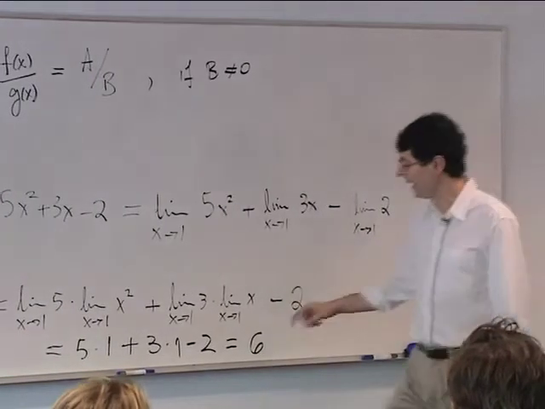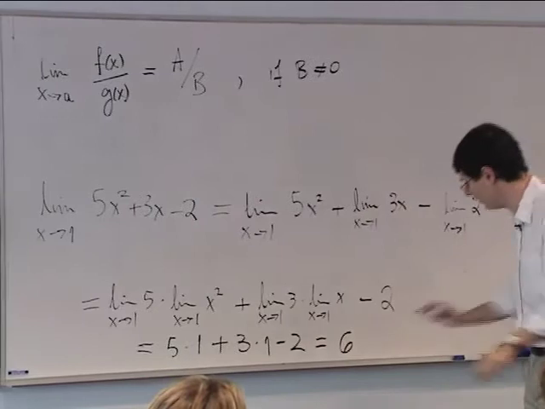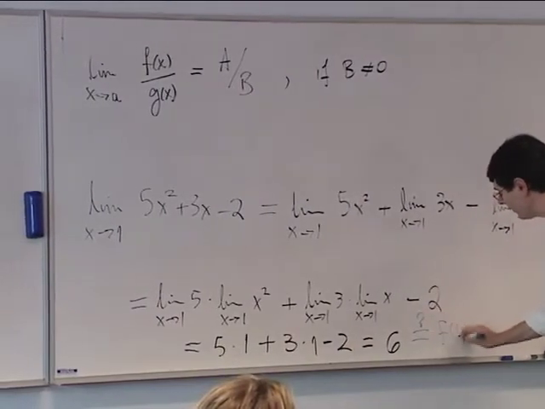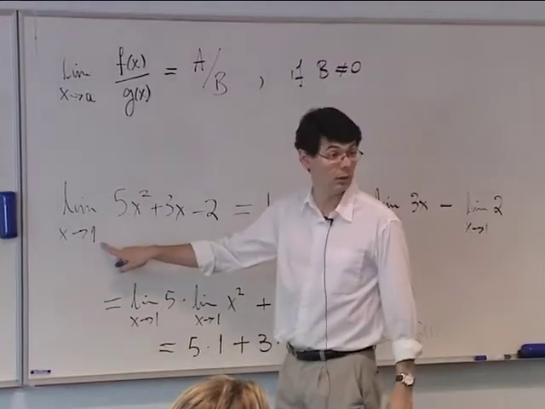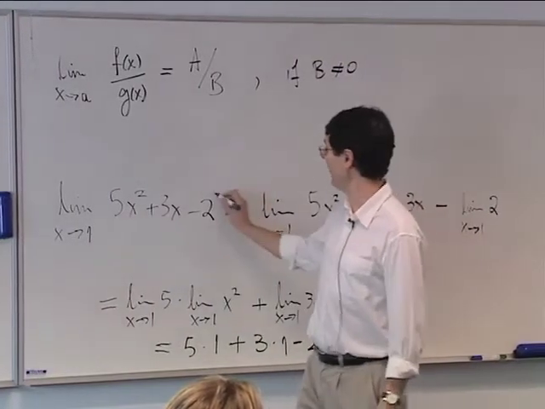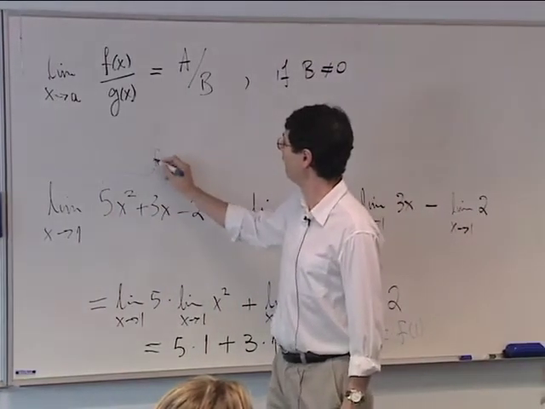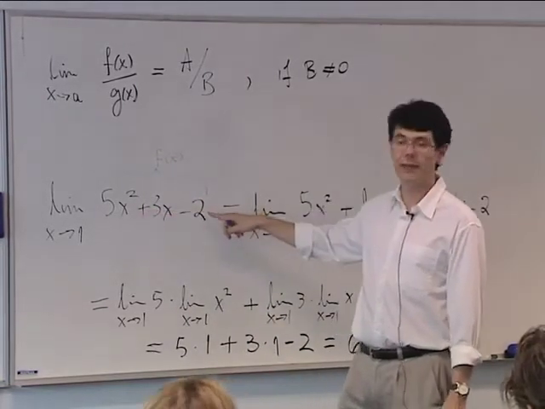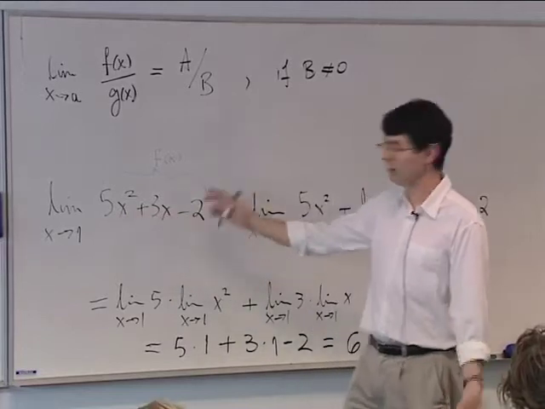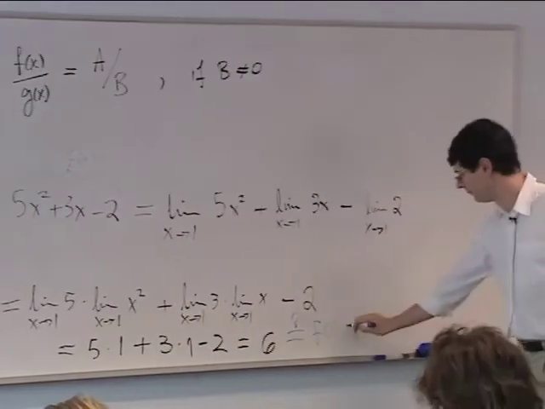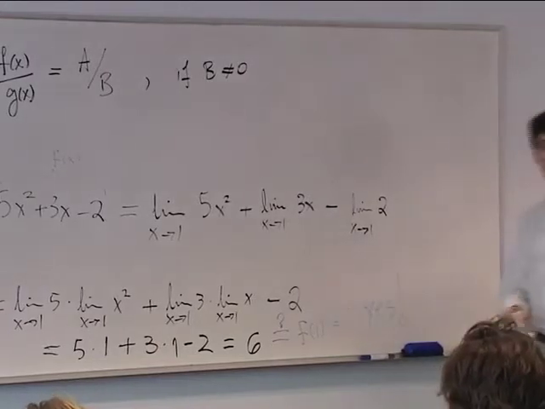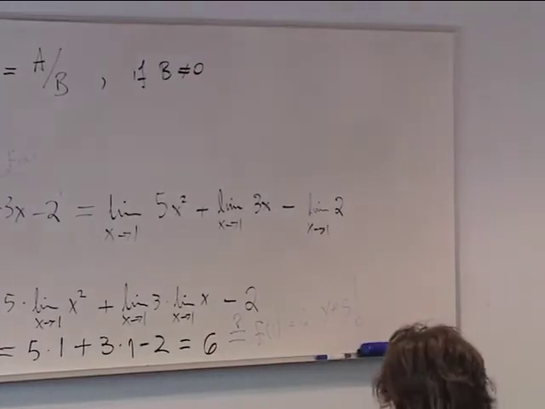Now, check that against the value f of 1. F is this, right? This is f. In other words, plug in x equal 1 here. What do you get? 5 plus 3 minus 2. You get 6. Yes! Okay, so it is continuous.